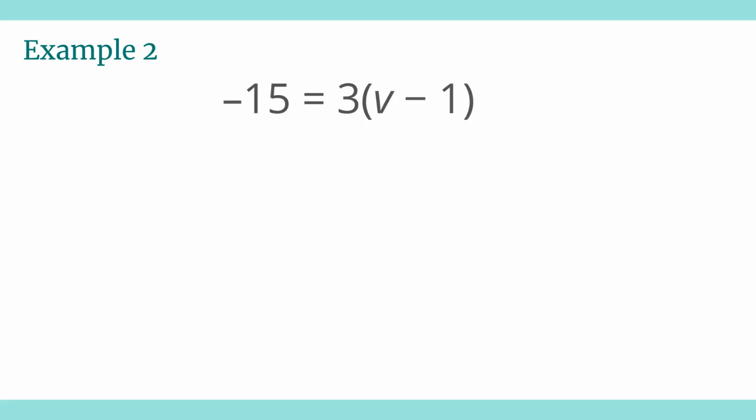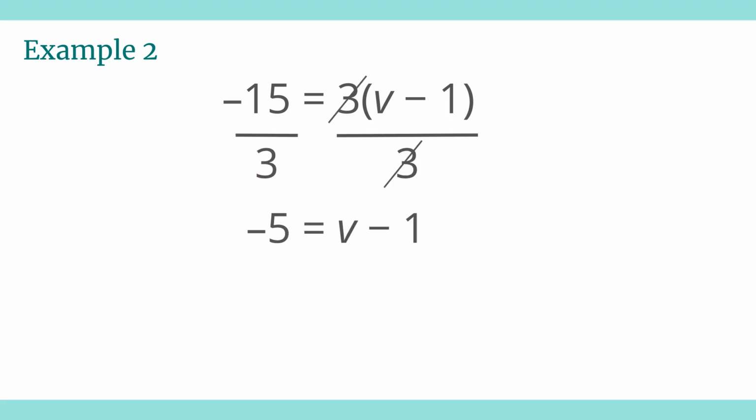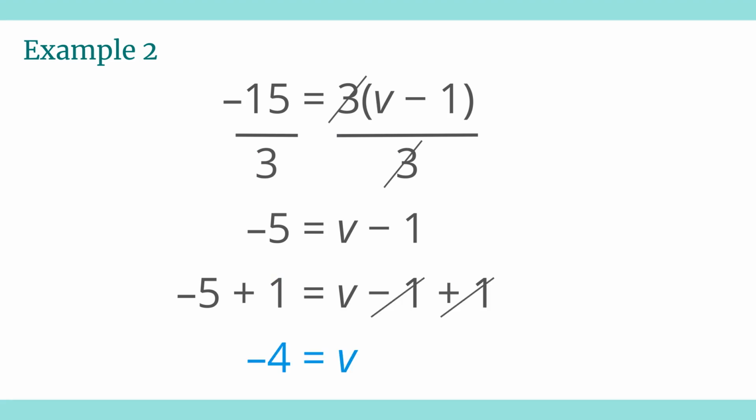For our next example, we have negative 15 equals 3 times the quantity v minus 1. We are trying to isolate the variable v, which is inside parentheses here. We'll need to start by dividing by 3 on both sides. Doing that cancels out the 3 and allows us to isolate the expression v minus 1 that was in parentheses. Now there is a 1 being subtracted from v, so we'll need to add 1 to both sides to cancel it. After simplifying, we get negative 4 equals v.